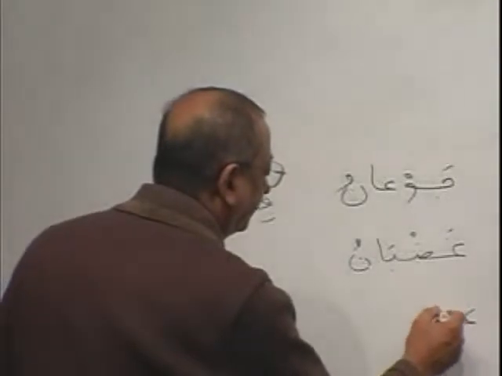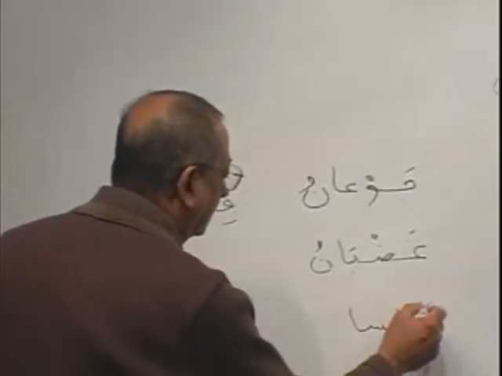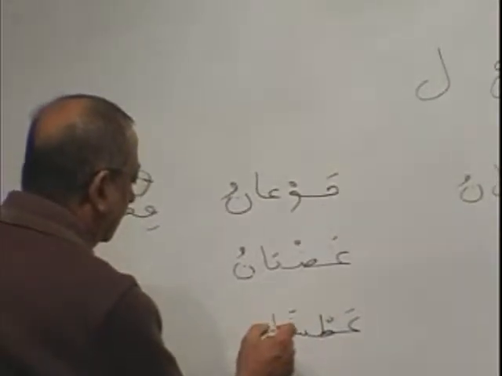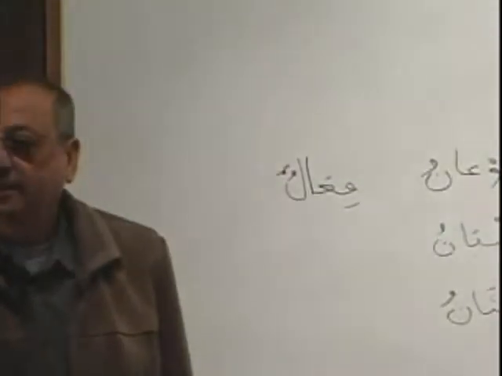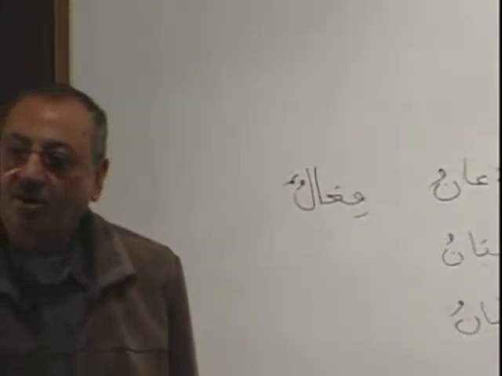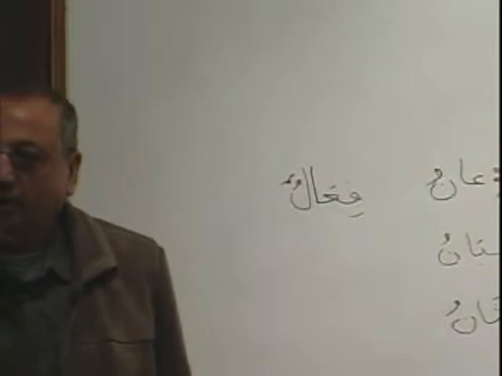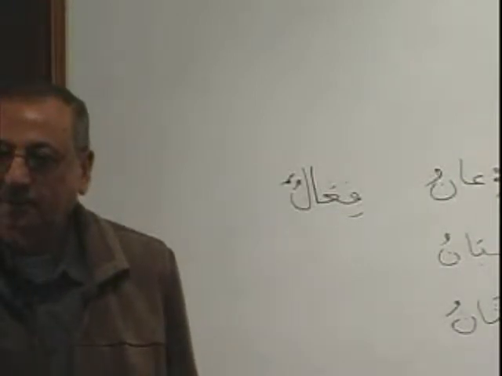Atshan. Where is the root? Ain, toy, and sheen. So make on the wazan of fi'al, ita shun. It's easy. Ata shun. Got that? Okay.